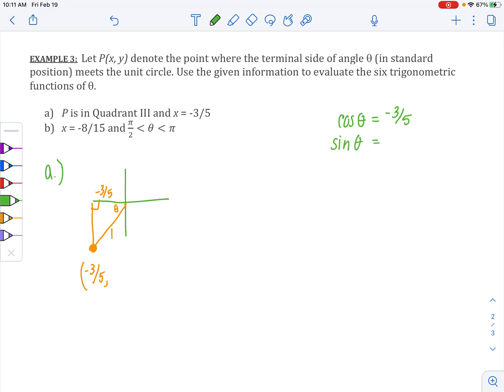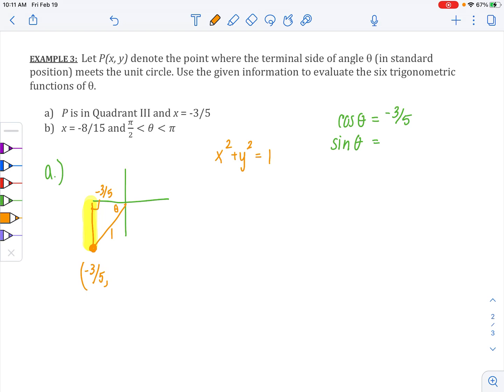To find the sine, all we need to do is find the y value. We're going to search for this y value. Notice it will be negative because it's going down. To find it, I'm going to use my unit circle again.